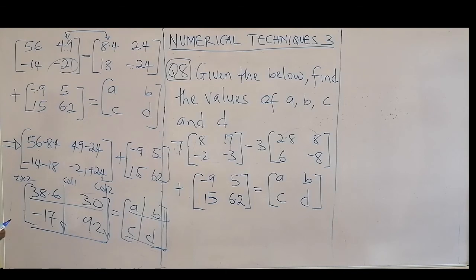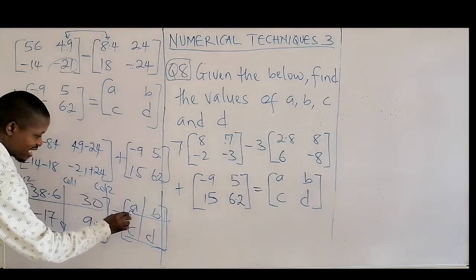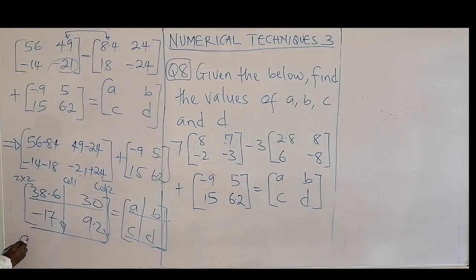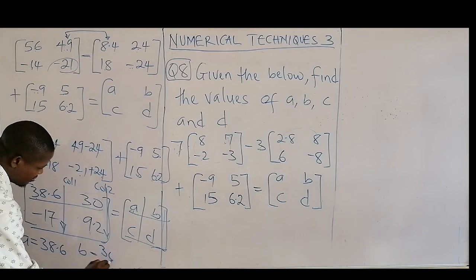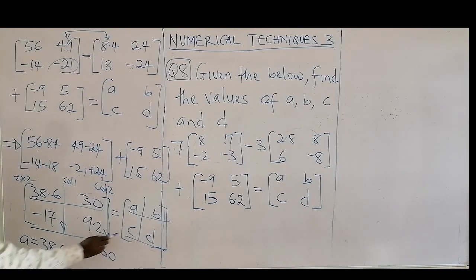So in that case now, we equate the contents. A is equal to 38.6. B is equal to 30. C is equal to minus 17. And then D is 9.2. That finished that question.